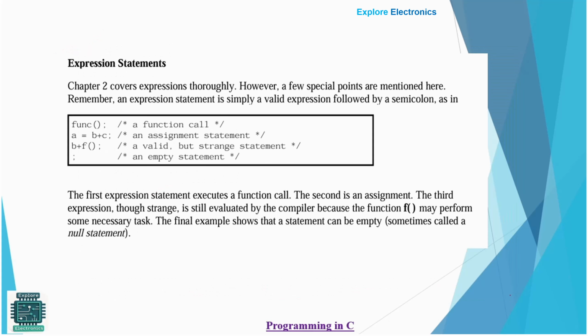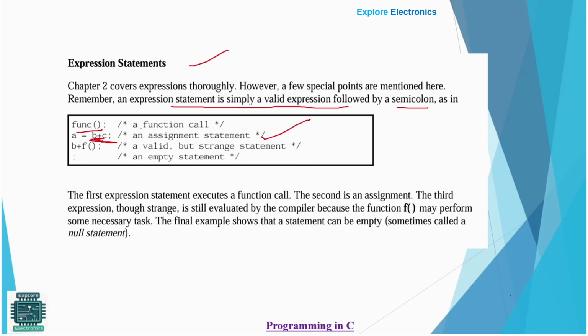Next statement is expression statements. Remember, it is simply a valid expression followed by a semicolon. That is called an expression statement. For example, a function call. A is equal to B plus C. Here it is an assignment statement. Here this is called an expression because addition is doing a function of addition.